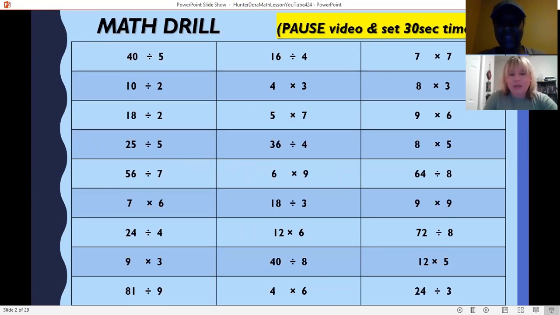The first thing we're going to do is a math drill. So what I need everyone to do is to get a piece of paper, a pencil, and a timer. Once you have your materials, you are going to set your timer for 30 seconds, pause the video, and then answer as many questions as you can. So we'll give you just a moment to do that, and you may pause the video now.